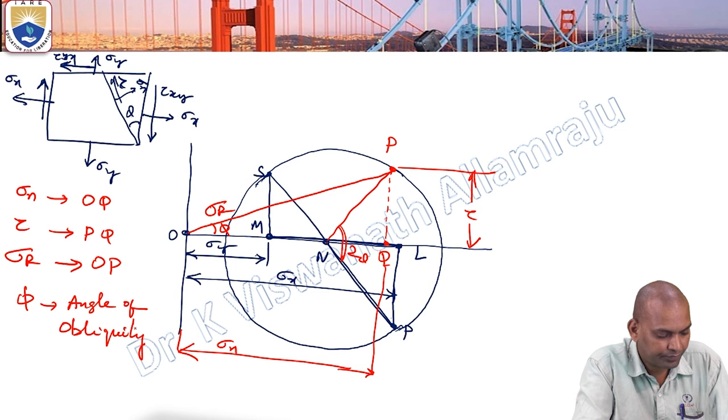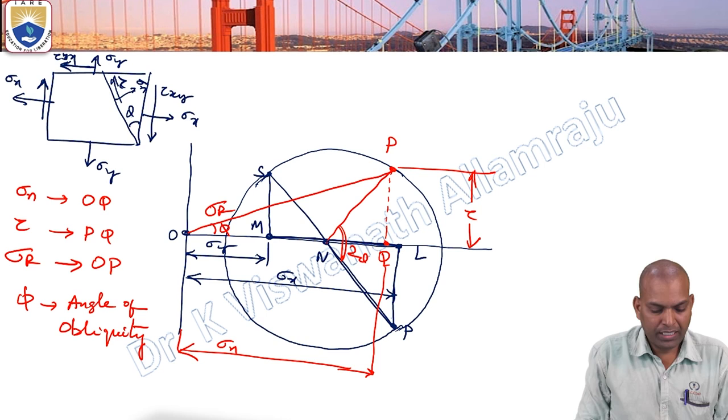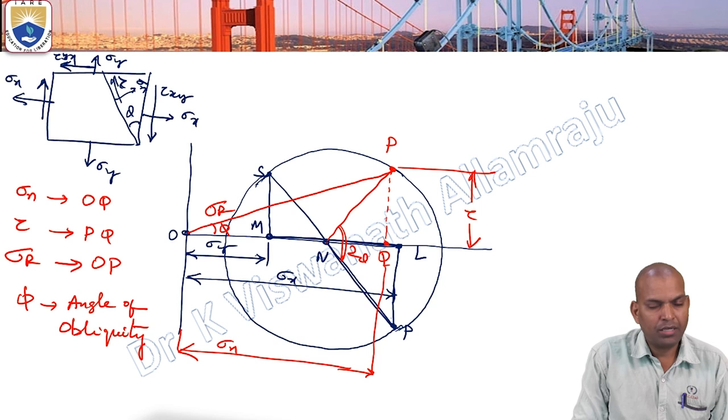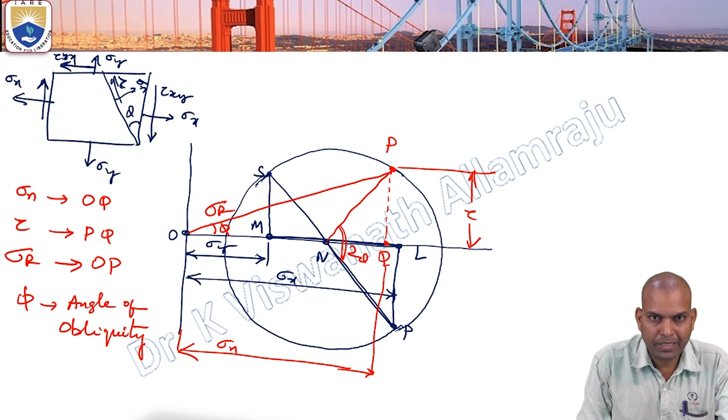So, in that manner, we can find the normal stress on an oblique plane by using the Mohr's circle method.